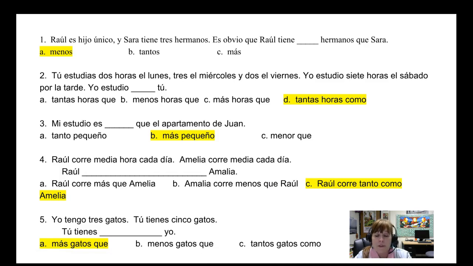Número 5, yo tengo 3 gatos y tú tienes 5 gatos. I have 3 cats and you have 5 cats. You have más gatos que yo. You have more cats than I. So again, it's knowing vocab, knowing that 3 is less than 5, and so on.